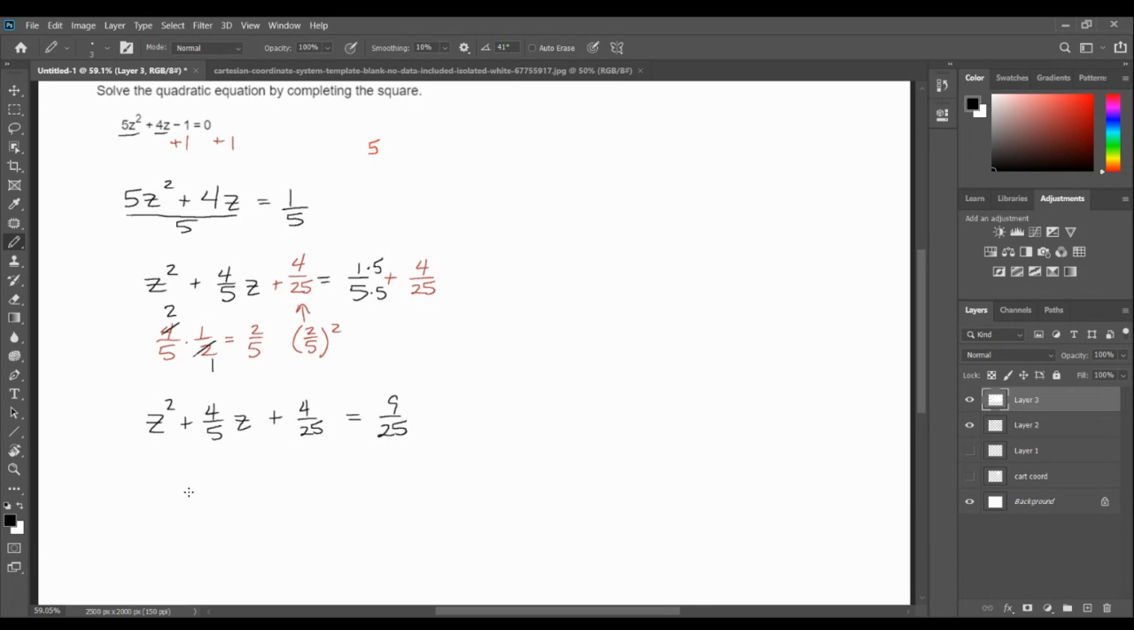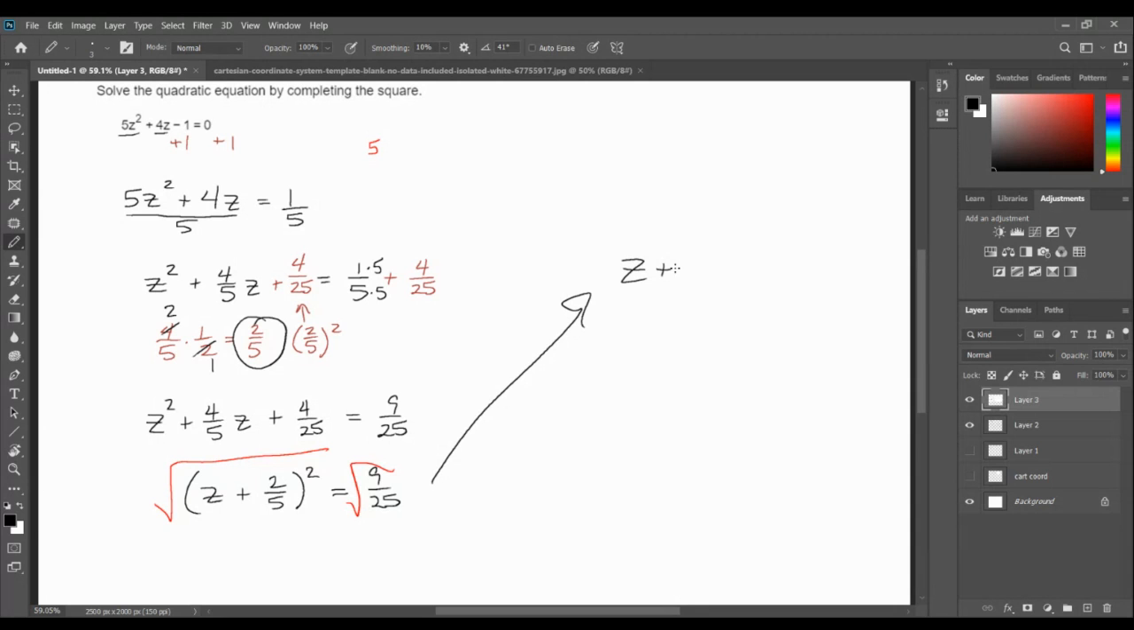Okay. Perfect square trinomial again. The variable plus the square root of the last term, which is also that middle term divided by 2, quantity squared equals 9/25. Take the square root of both sides. I'm going to bring that up here. We've got z plus 2/5 equals plus or minus 3/5.